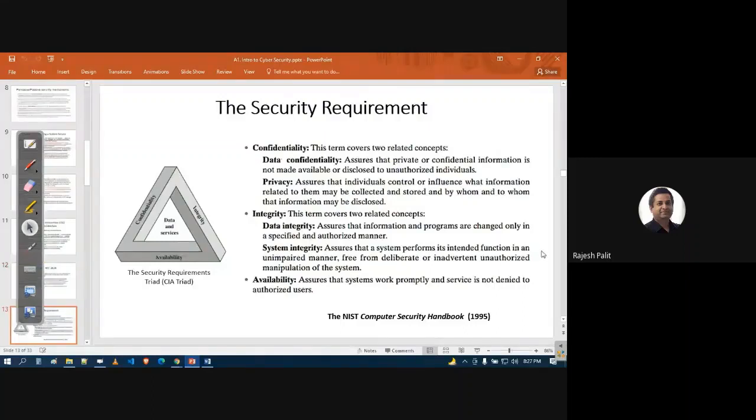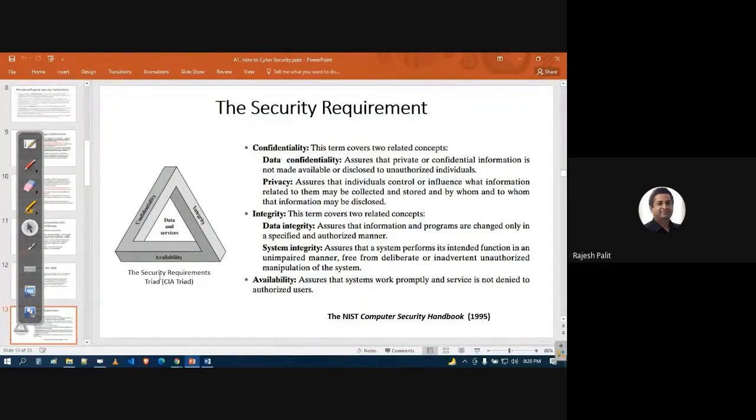Now, what are the security requirements? There are three primary security requirements: confidentiality, integrity, and availability. If we want to make a system secure, we need to achieve these three requirements.